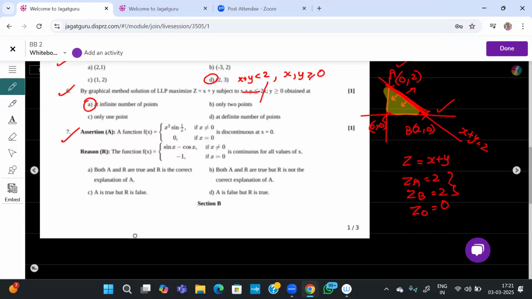Ma'am, option D. Very good, D. Very good, ma'am. That shows good understanding. Yeah, A is false because it's continuous.